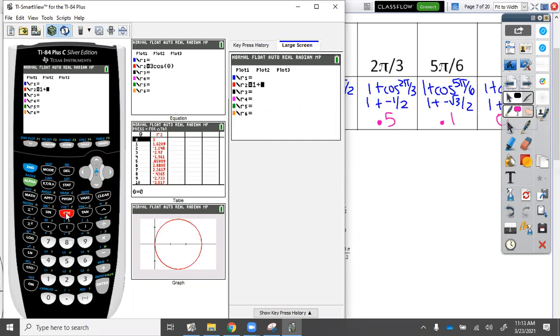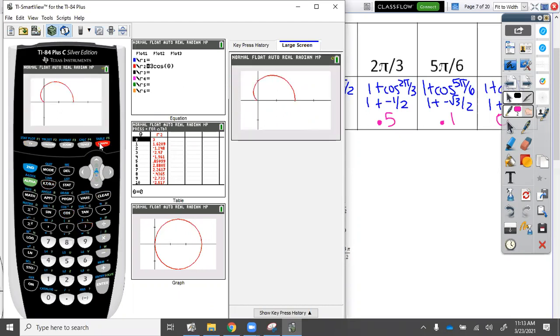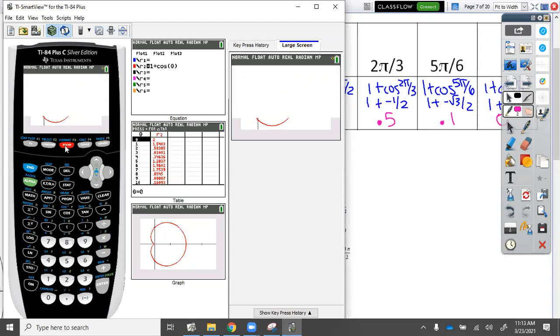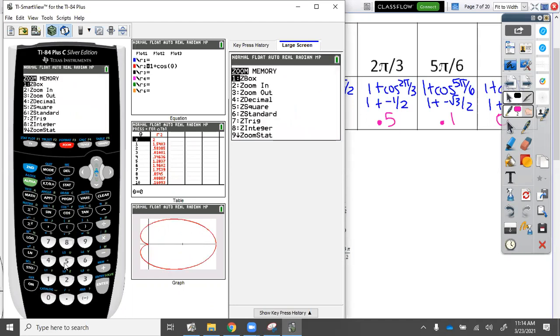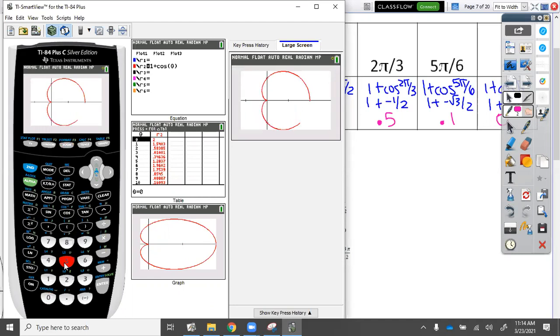1 plus cosine of theta. I'm going to hit graph. So pretty. Look at that. Sideways heart shape. All right, if yours doesn't look as pretty as mine, remember that you can hit zoom fit. Scroll down, it's option 0. If you do that though, it looks kind of oblong. So then you have to hit zoom square. I'm showing you that again because you're going to be doing it in our calculator exploration. So there's our really nice picture.